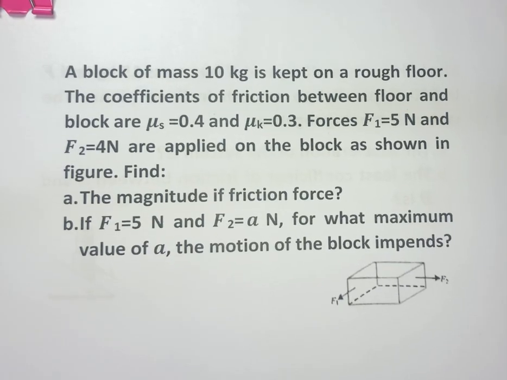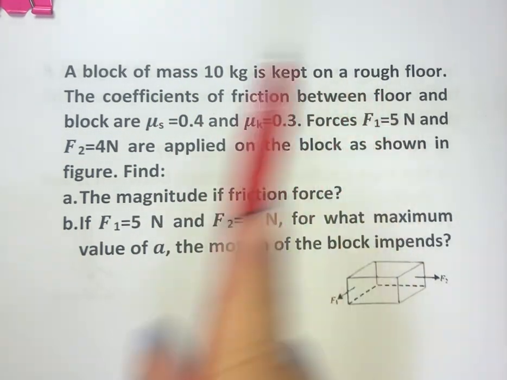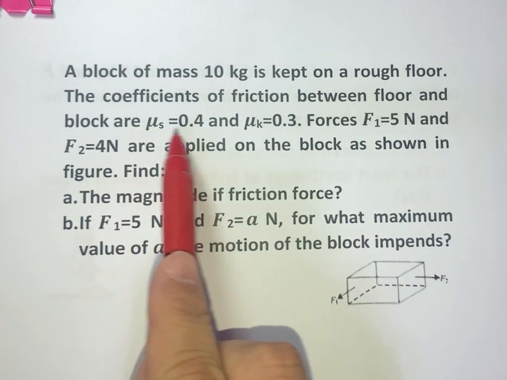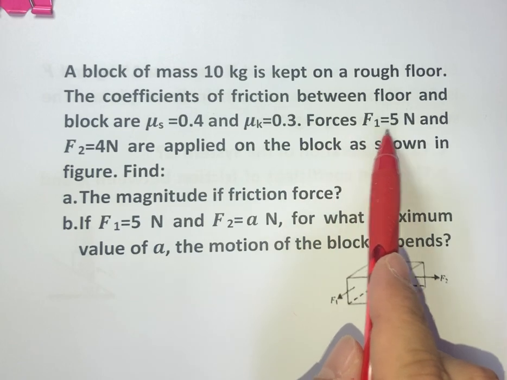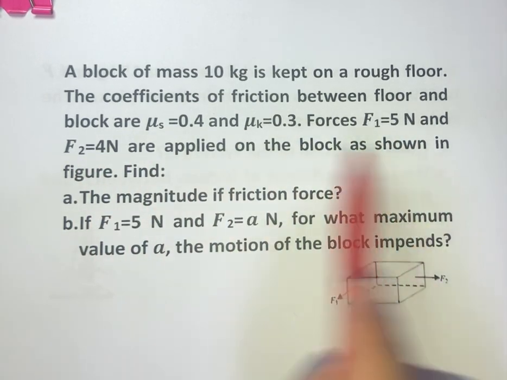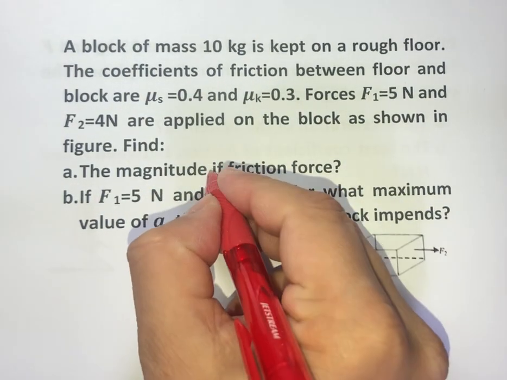Hello friends, so today's question: a block of mass 10 kg is kept on a rough floor. The coefficient of friction between the floor and the block are static is 0.4 and kinetic is 0.3. Forces F1 5 Newton and F2 4 Newton are applied on the block as shown in the figure. Find the magnitude of frictional force.